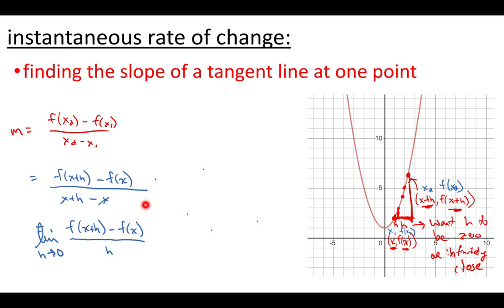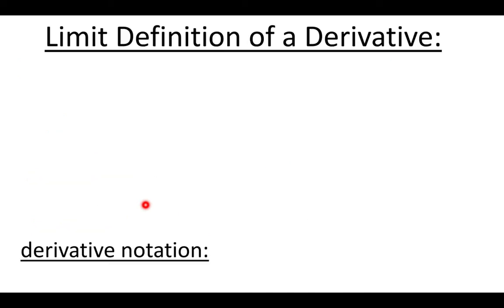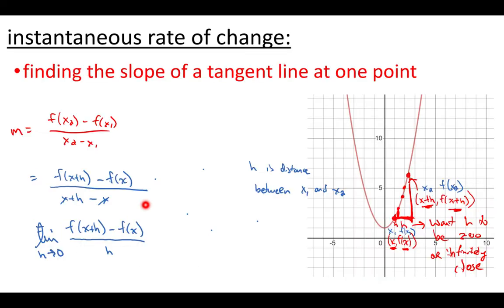And again, h is the distance. You can think of it as between our x sub 1 and x sub 2. Think of it in that way. But we want h to be as small as possible because we want our x coordinates to be as close as possible. Ideally, we want it to be 0. So we're going to take the limit as that distance goes to 0. So essentially, there's no difference between these 2 points. We sort of want to eliminate the difference.